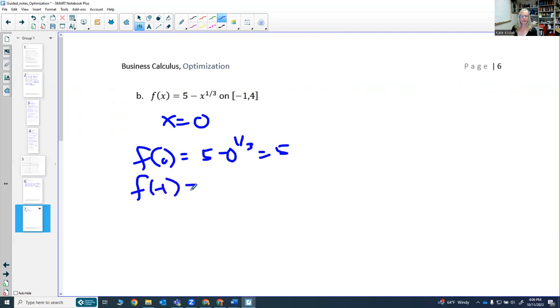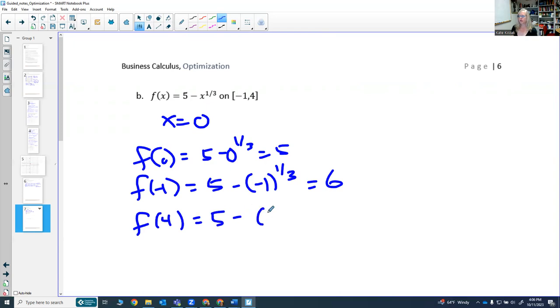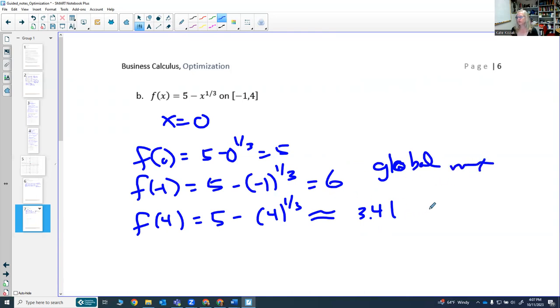F of negative 1 is 5 minus negative 1 to the 1/3, which is equal to 6. And f of 4 is equal to 5 minus 4 to the 1/3, which is approximately equal to 3.41. The largest number is 6, so that is your global max. The smallest number is 3.41, so that is your global min.